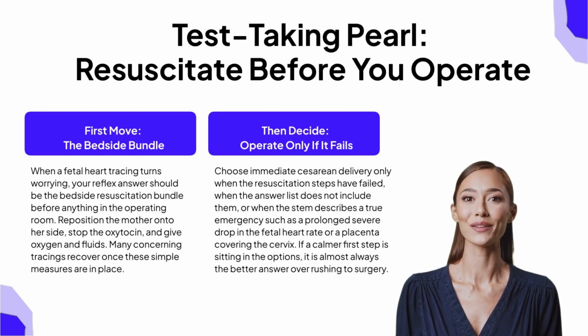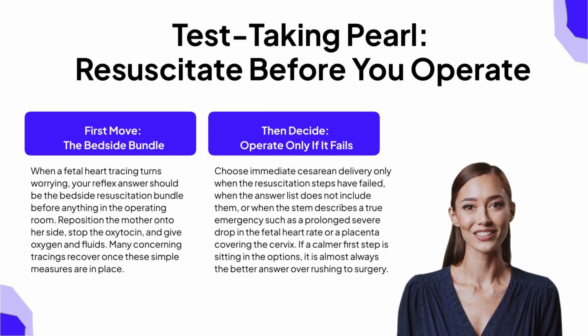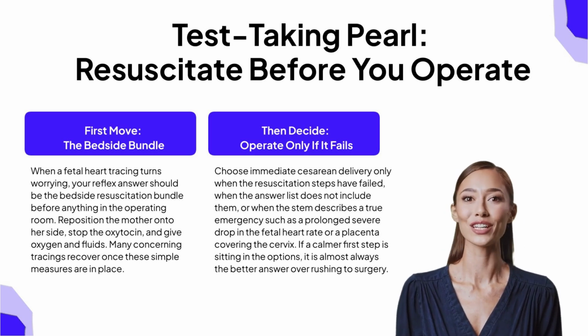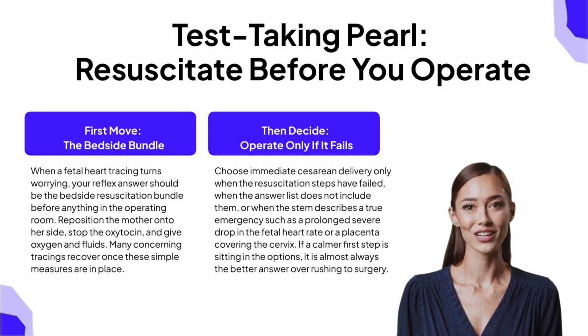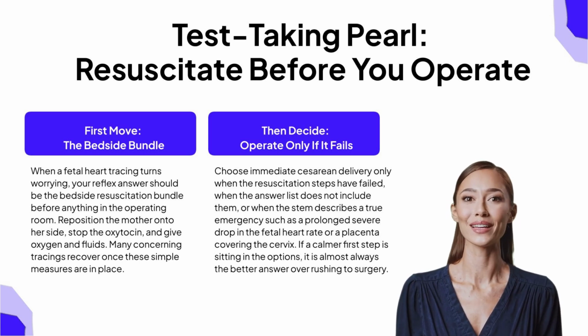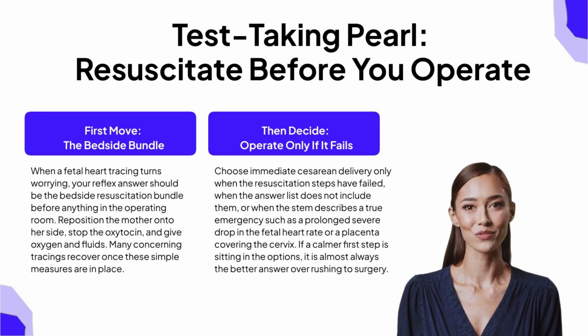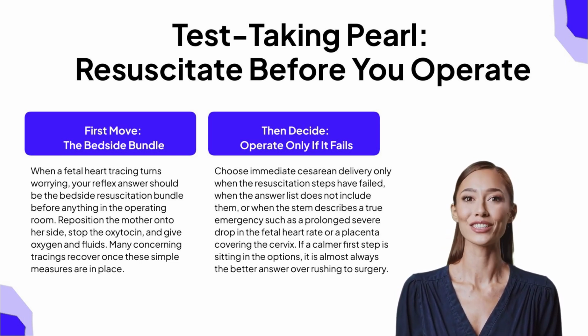Here is a critical exam day pearl that ties this whole topic together, and it is the rule to resuscitate before you operate. Whenever a fetal heart tracing turns worrying, your default first answer should be the bedside resuscitation bundle, not the operating room. That bundle is to reposition the mother onto her side, stop the oxytocin, and give her oxygen and intravenous fluids. A surprising number of concerning tracings recover completely once these simple steps are taken, and the exam consistently rewards choosing them first. Then, and only then, do you decide about surgery.